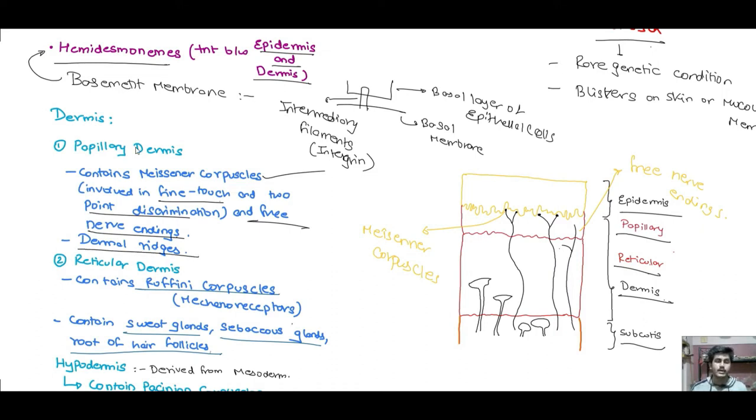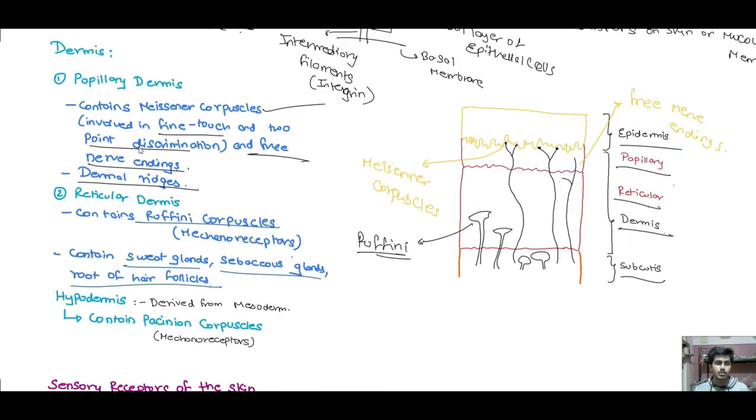So, moving ahead, we have the reticular dermis. In it we have the Ruffini corpuscles, and these Ruffini corpuscles are a type of mechanoreceptors. Mechanoreceptors help in signal transduction. And further, we have the sweat glands and the sebaceous glands and the root of the hair follicles. In the region of the hypodermis, which is derived from the mesoderm, it comprises the Pacinian corpuscles, which are also a type of mechanoreceptors. So here we have the Pacinian corpuscles.